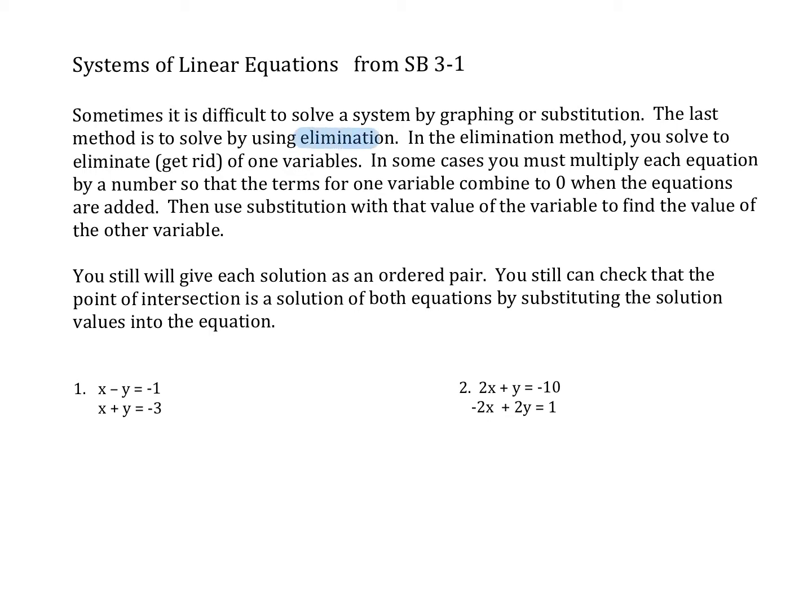Now, in elimination, you're going to solve to eliminate, aka get rid of one of the variables. In some cases, you must multiply each equation by a number so that the terms in one variable combine to 0 when the equations are added. Then, we use a little bit of substitution, throwing it back, with the value of that variable to find the value of the other variable. So there's a lot that they're explaining here, but the best way I can say it is that we are trying to get rid of, basically terminate, one of the variables to solve for the other one.